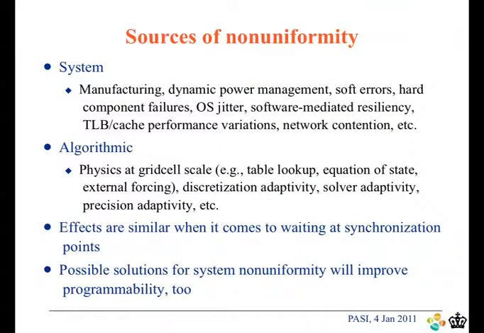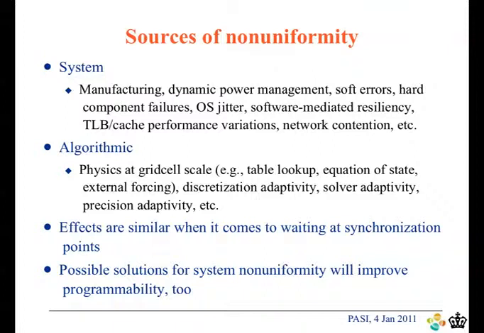So there are many sources of non-uniformity that haunt a single program, multiple data, bulk synchronous, communicating sequential processes, load balanced computation. From the system side, there are always manufacturing non-uniformities, but now there'll be dynamic power management, soft errors, errors that don't bring the computation to a halt because they don't segfault, but they might give you the wrong answer. Hard component failures, operating system jitter, software mediated resiliency, that is to say, the software does some compensation for the errors, and that takes time. Of course, there's always TLB cache performance variations, network contention, and so forth.